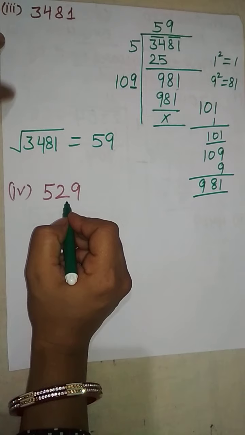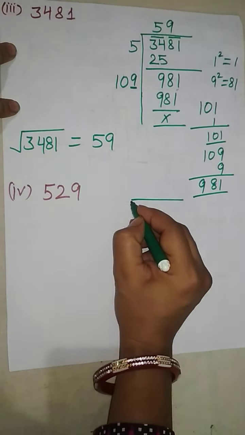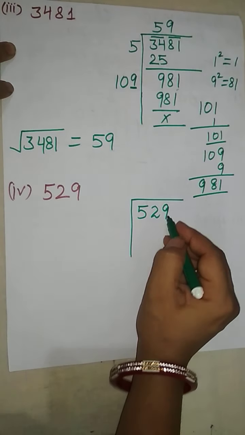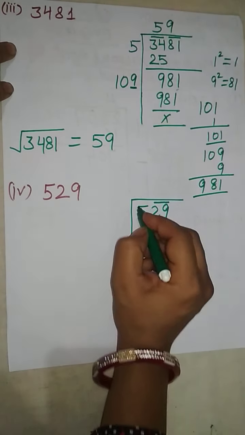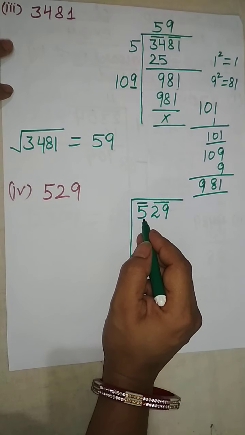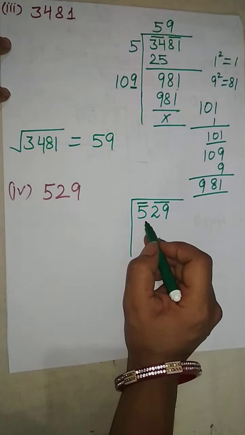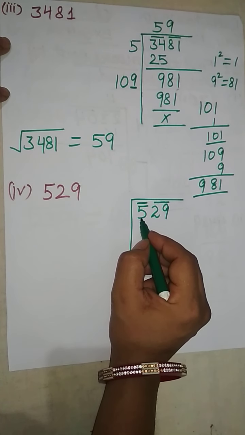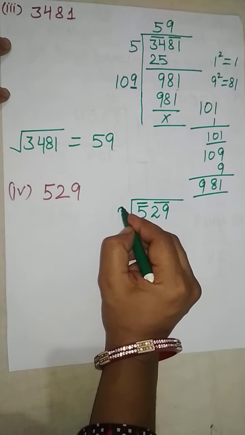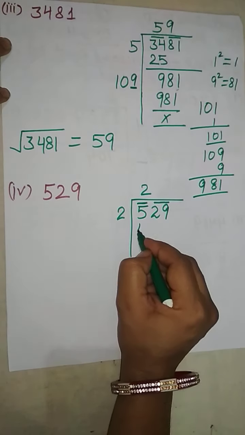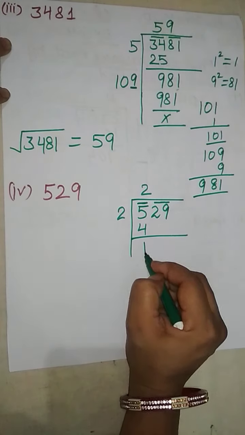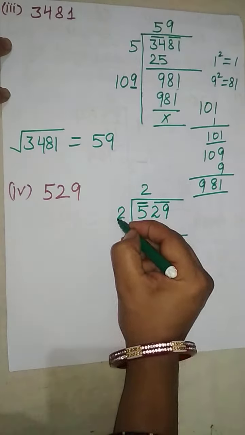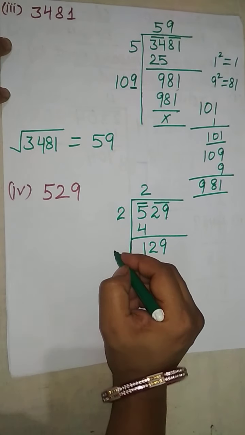Next part is 529. In this part we are having odd number of digits. So when I make the pair, this 29 is in pair and this 5 is a single digit. Whenever there are odd number of digits, then the first digit will be single. Now see 5, nearby 5, the square number is 4, which is the square of 2. 2 2s are 4. So 5 minus 4 is 1. Carry this pair, 129. This 2 plus 2 is 4.